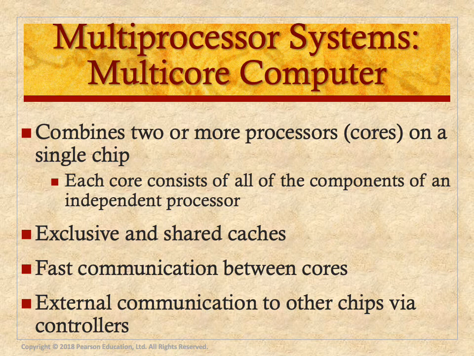Besides the integrated local caches in each core, there are also shared caches in a multi-core computer. The communication between the cores is typically very fast because everything is wired on the same chip. In a multi-core computer, the main memory and the input and output adapters are still on separate chips. Memory and PCI controllers enable the cores to communicate with those separate chips.